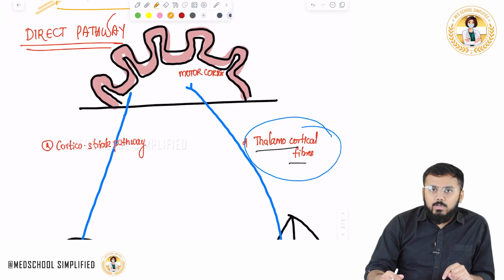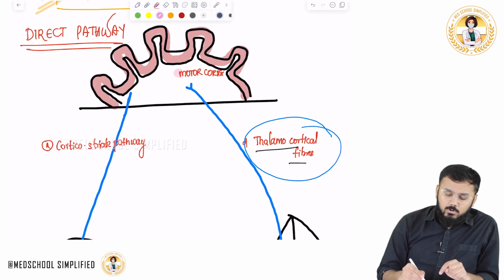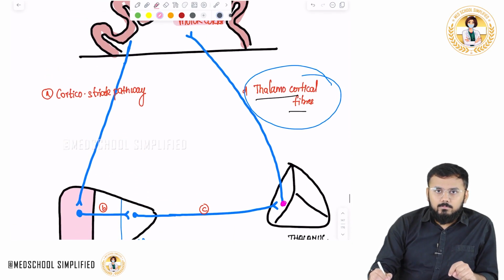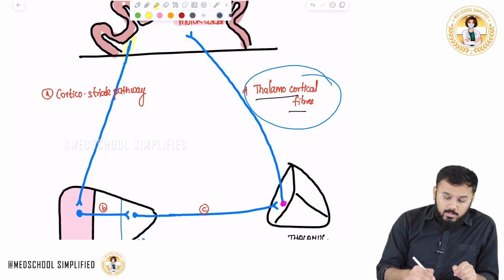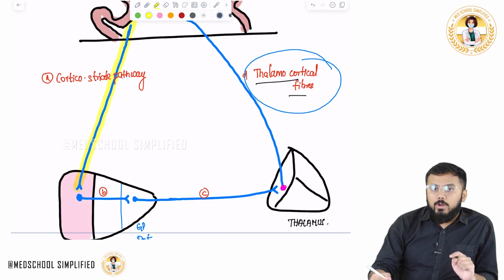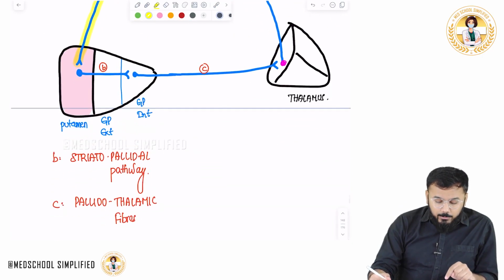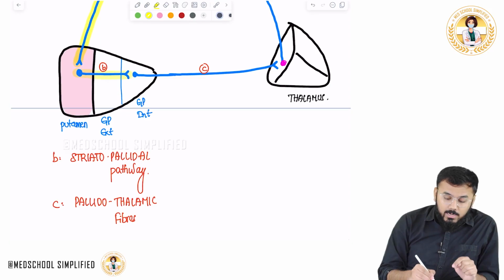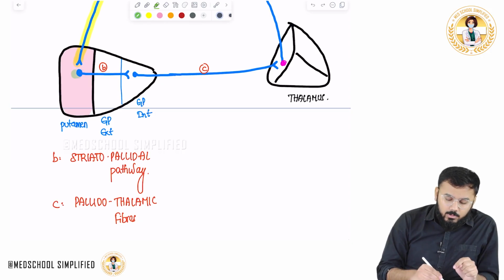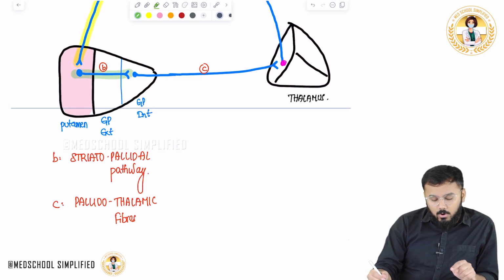This cortex which you can see over here, as I already told you, is called the motor cortex. Next, from the cortex all the way down this pathway, from the cortex to the putamen, is called the corticostriatal path. Next, from the putamen to the globus pallidus, it is globus pallidus internus, not externus. Till here you have the striatopallidal pathway.